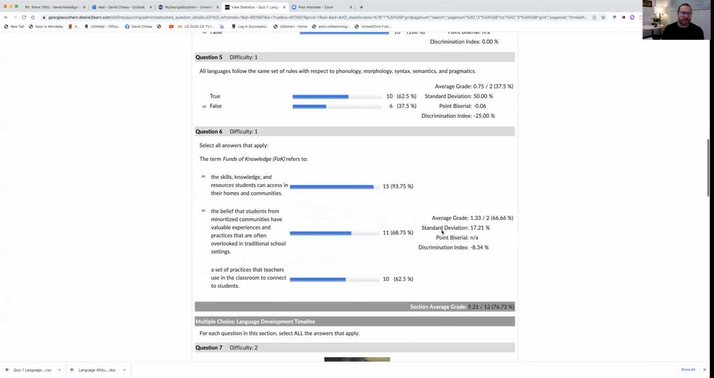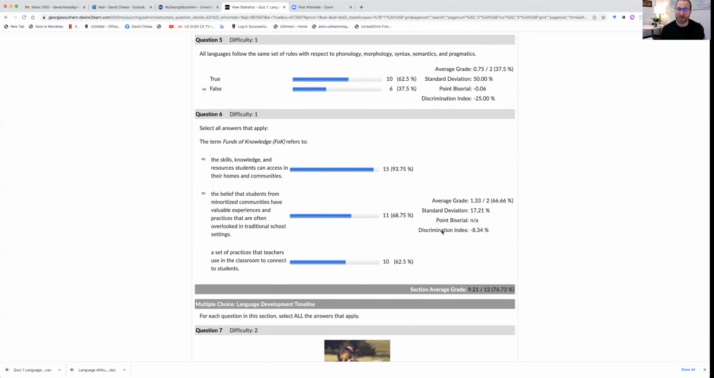Question 6, select all the answers that apply. The term funds of knowledge refers to, and then you guys, here we go. The skills, knowledge, and resources students can access in their homes and communities. Perfect. Boom, 15, you got it. The belief that students from minoritized communities have valuable experiences and practices that are often overlooked in traditional school settings. Boom, 11, you got it.